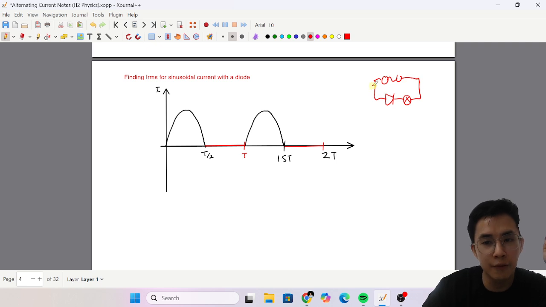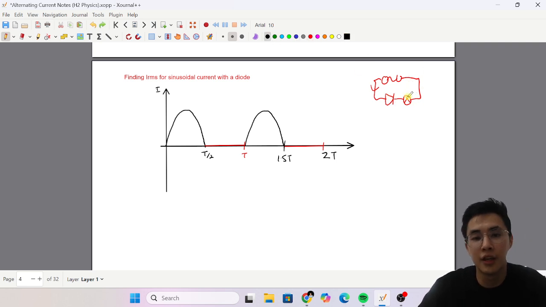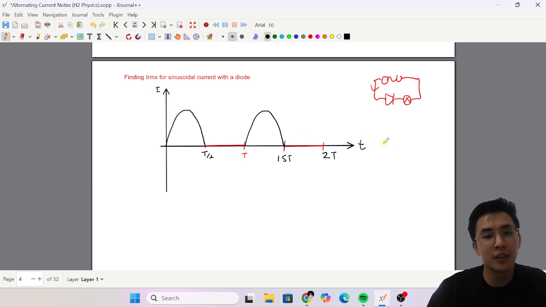Current can only flow in the positive bias direction, the forward bias direction. Basically, current only flows when it's going in the same direction as the diode's arrow. So current can't flow in the other half of a period. Okay, so this is the I-T graph, with current in amperes and time in seconds.